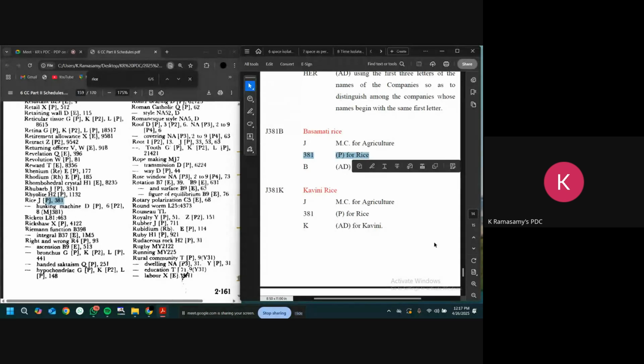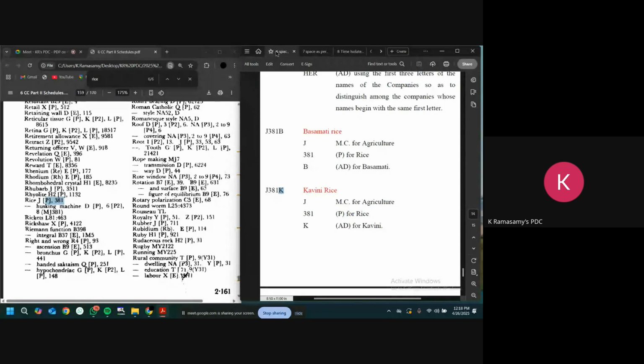But how can I write the number for basmati rice, kauni rice, ponni rice? How can I write numbers? It's not possible, so we go for the alphabetical device. For basmati rice, I have written B. Kauni rice, I write K. Ponni rice, you write P. This way, you can use alphabets for sharpening any particular concept which needs a lot of brands or breeds. That's about the alphabetical device. So these are a few devices you can use for sharpening or creating new isolates in colon classification.